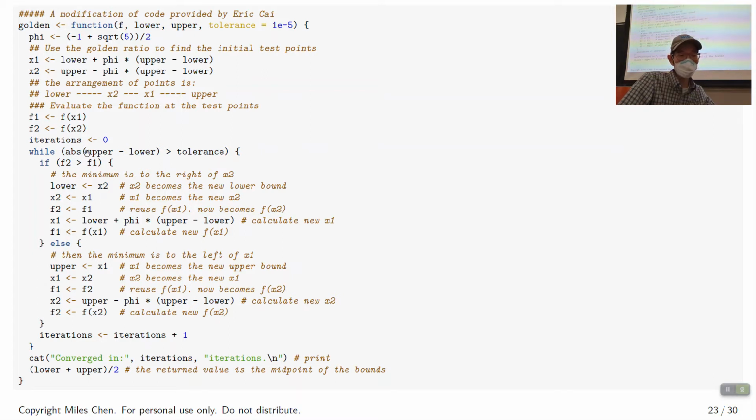And it's going to keep running. Our termination condition is if the absolute value of the upper minus lower falls lower than the tolerance, then we will stop. Okay. We've already evaluated the function at x1 and x2. If f2 is greater than f1, then what we're going to do is throw away everything to the left of x2. So x2 will become our new lower bound.